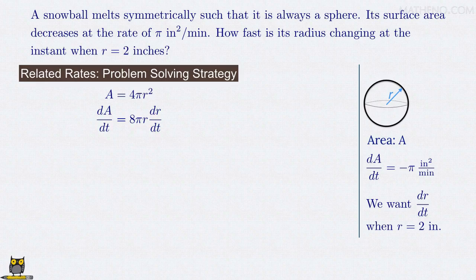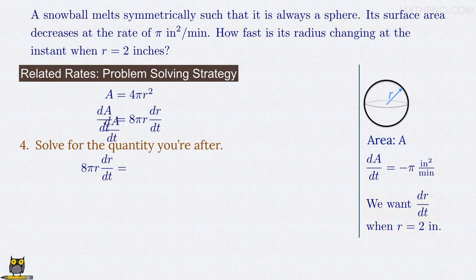The last step of our strategy is simply to solve for the quantity we're after. Remember, the problem has asked for dr dt at a particular moment. So let's first swap the two sides of that last equation to put dr dt on the left-hand side and dA dt on the right. And then let's divide both sides by 8 pi r, so we get rid of that from the left, leaving dr dt equals 1 over 8 pi r times dA dt.